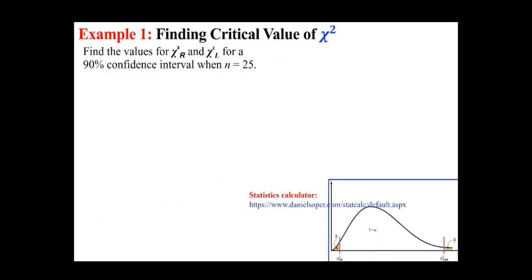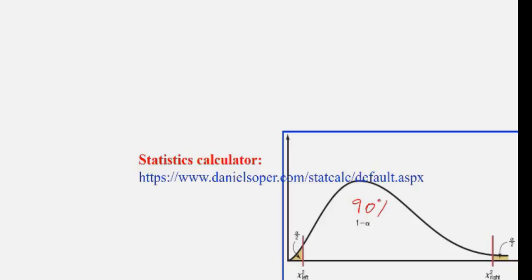We want to find the values for chi-squared of the right and left when we are dealing with a 90% confidence interval. We want to see what we come up with. So as you can see, right in between, we have this 90%. By the way, this is the statistics calculator. I'll put it here in case you want to look it up, check it out, and keep me posted if it doesn't work. It's not my calculator. I found that online.